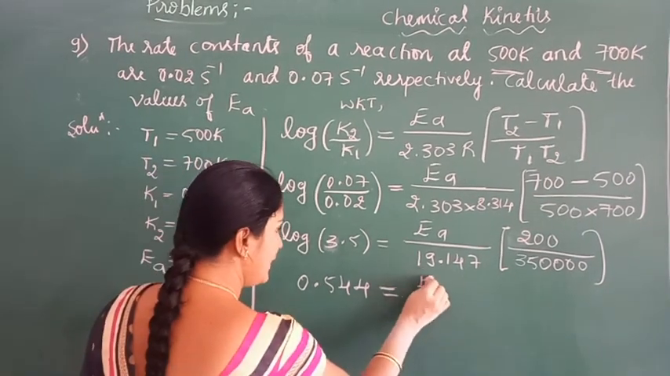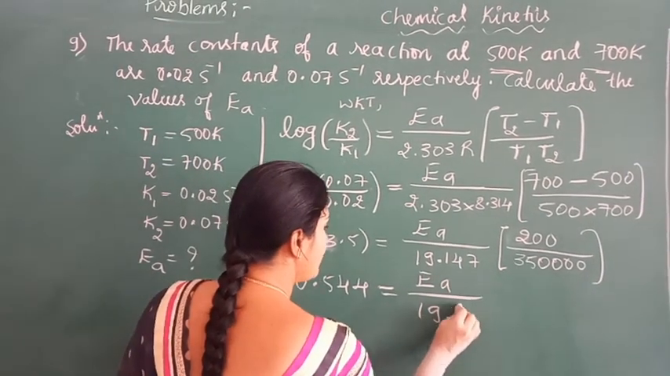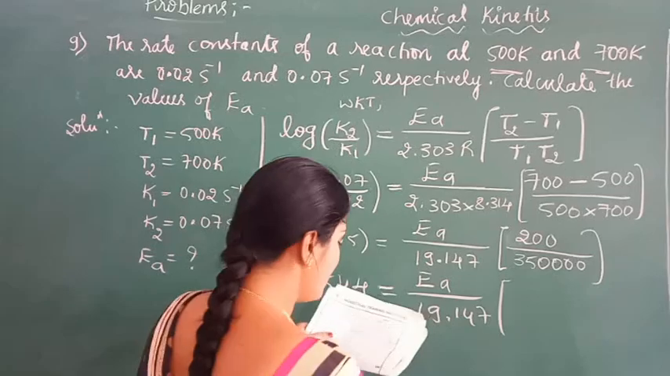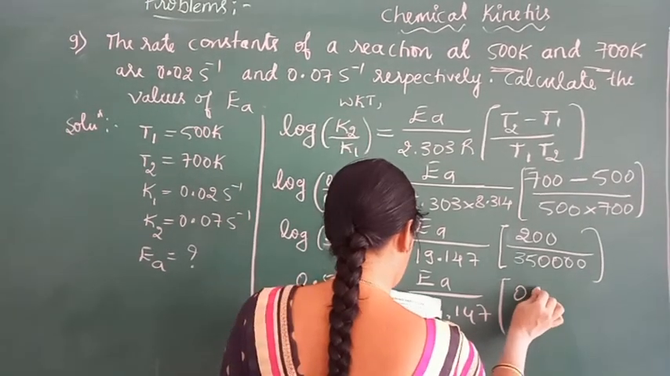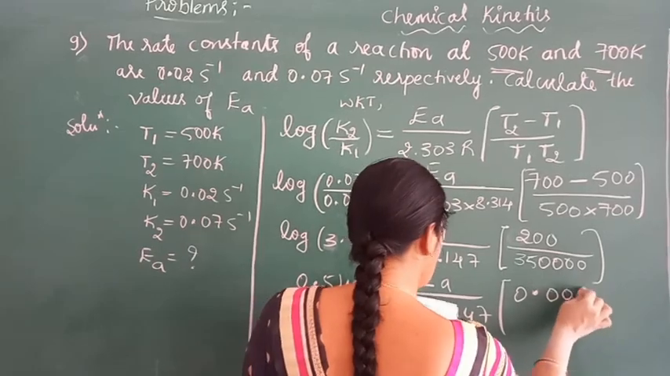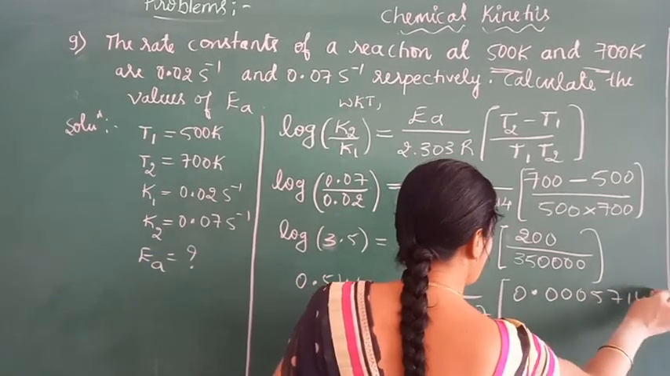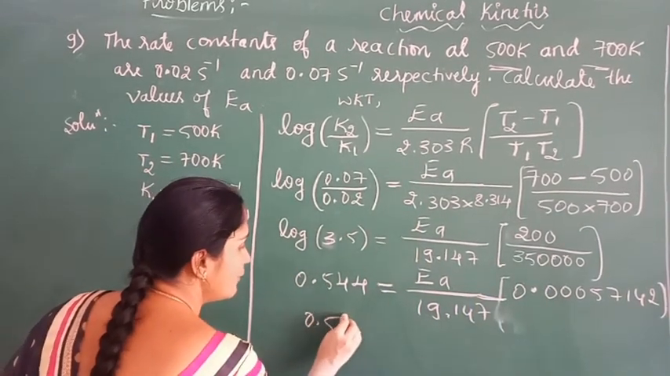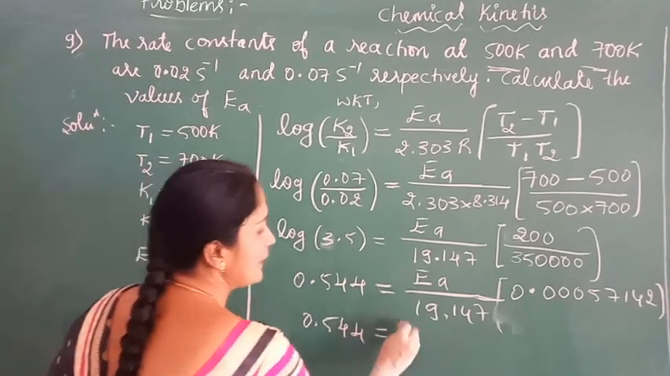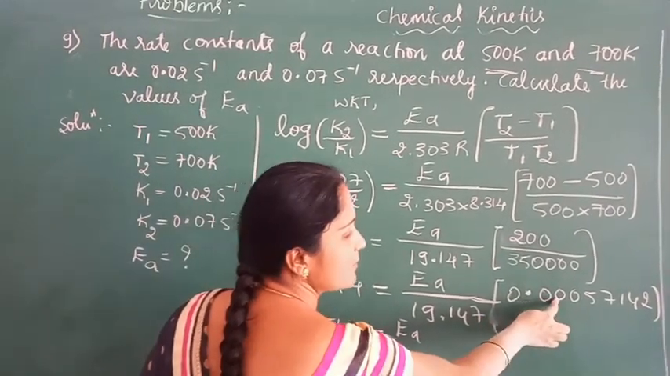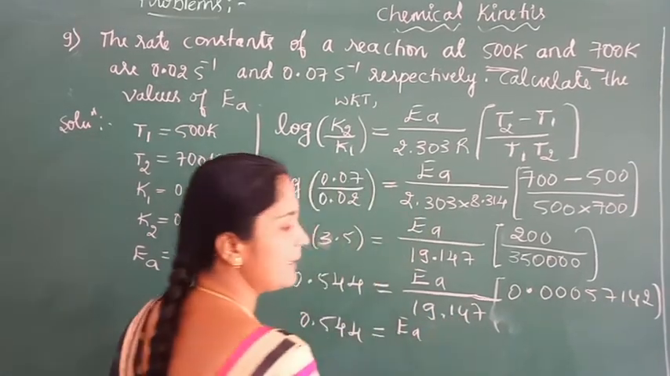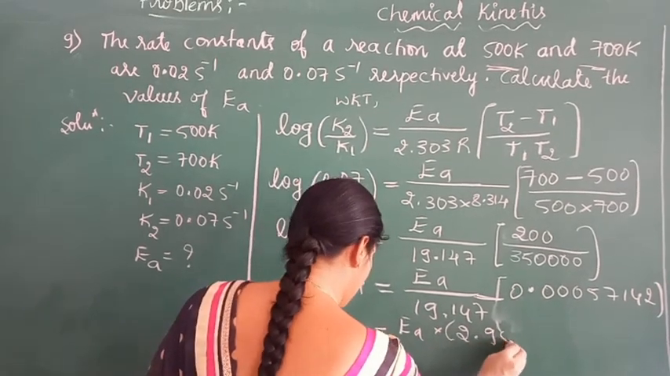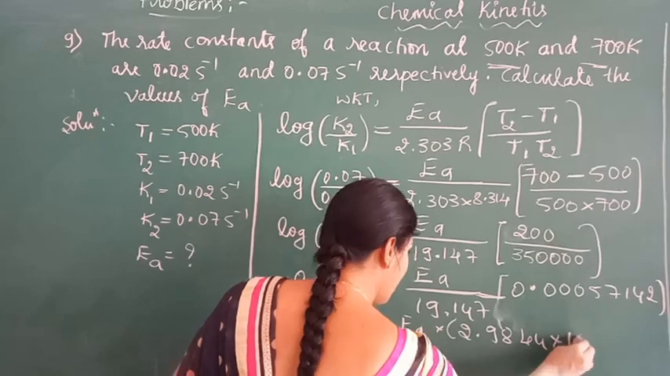That is equal to EA divided by 19.147. So 200 divided by 35, 40 is 0.000571442. So 0.544, that is equal to EA. So 0.00057142 divided by 19.147, we get 2.9844 into 10 power minus 5.